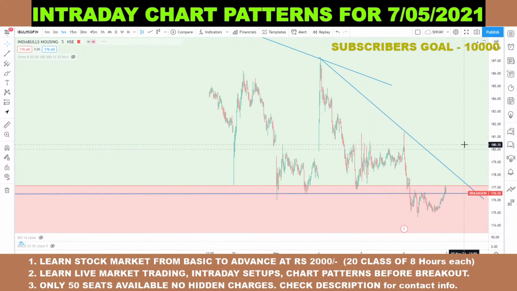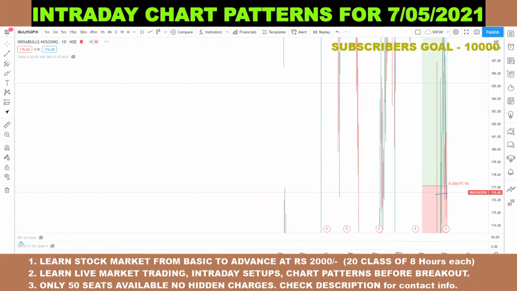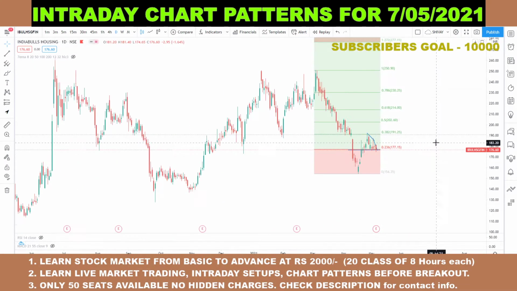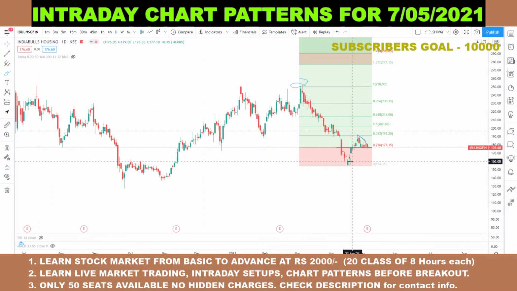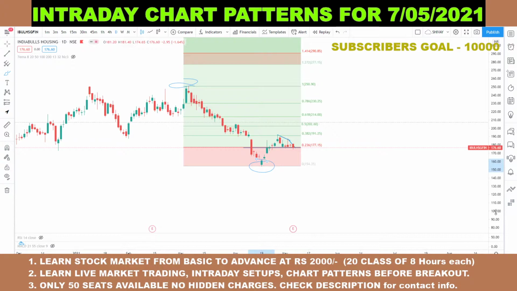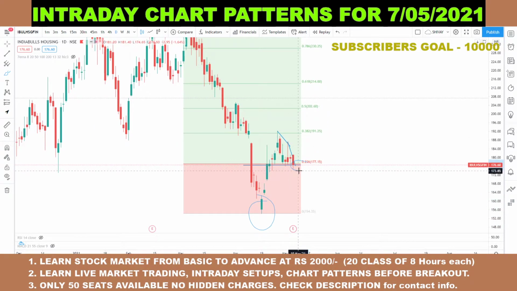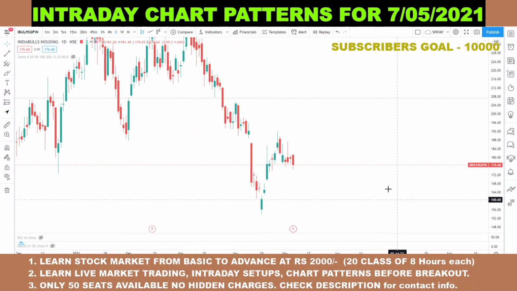Let's analyze this stock, Indiabulls Housing Finance. See, if you watch this stock closely, you will find out that this stock has a swing high of this and a swing low of this. The stock is actually stuck in the 23.6 level, okay, 177.15. This is a good level for this stock to go long, okay, with this level as a stop loss. If the stock gives an upside breakout above the high of today, above 181.3, it will turn bullish.